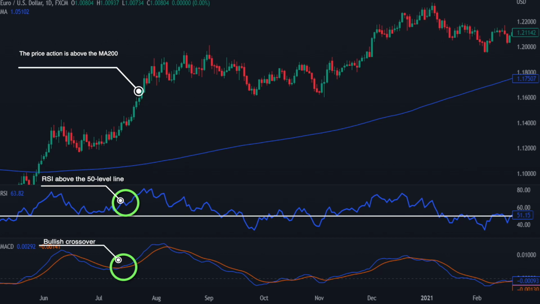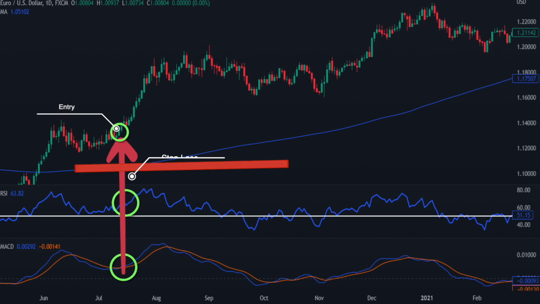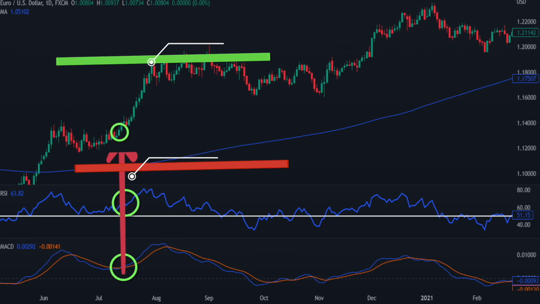This is an additional indication that the market is in uptrend. Now that we know the conditions, let's look for an entry position. The best entry position is when all conditions are met. Look for the exact candle where the MACD formed the bullish cross. If the candle also traded above the 50 level RSI, then place your entry there. For stop loss, we can put it a little lower than the previous swing low, while the exit price should be set up 1.5 times higher than the stop loss.